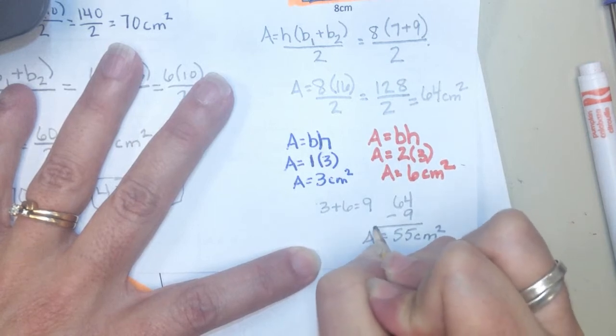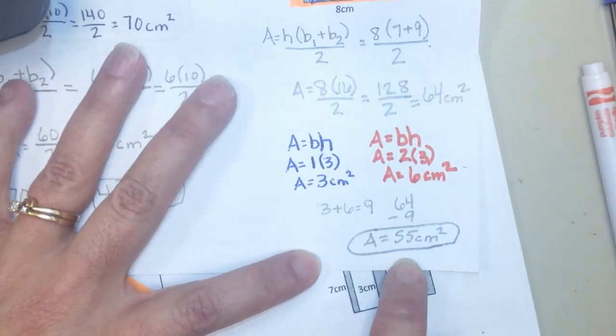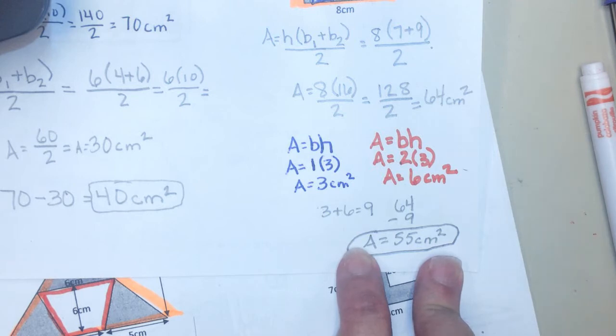A equals. And then I kind of circle that final answer. Okay? That's the thing. One of you might add those and get 3 plus 6 is 9 and then subtract. Someone else might take 64, subtract 3 and get 61, and then subtract 6 and get 55. It's all the same, but that's why we got to show our math.